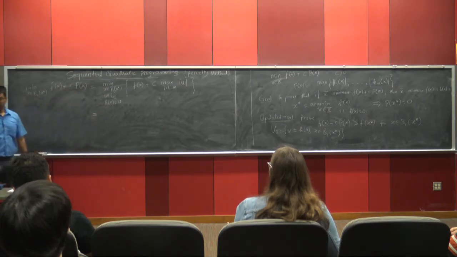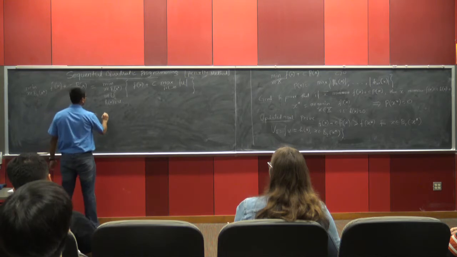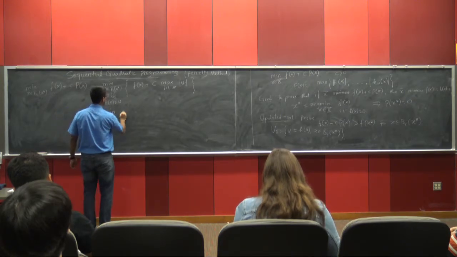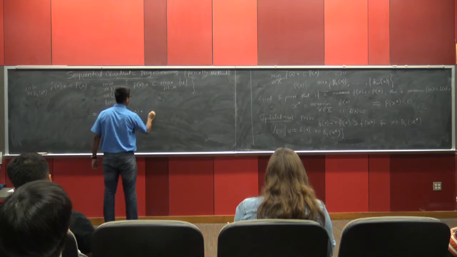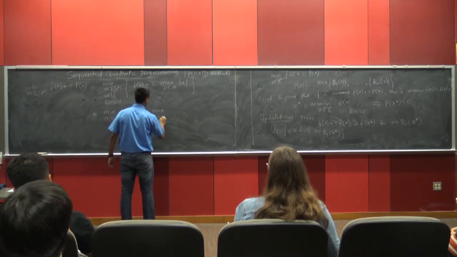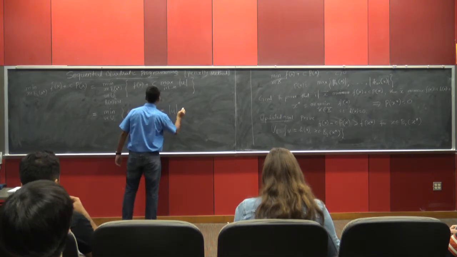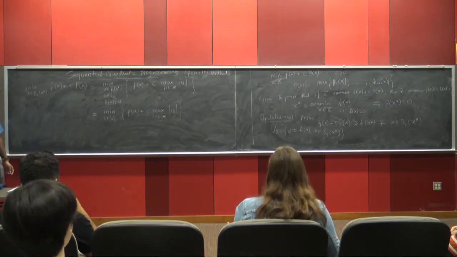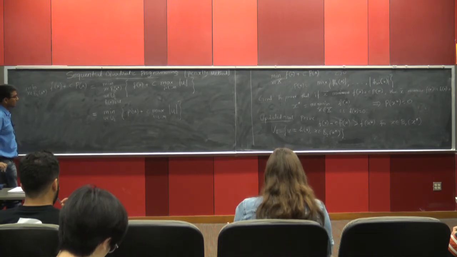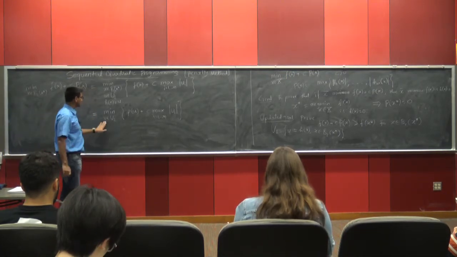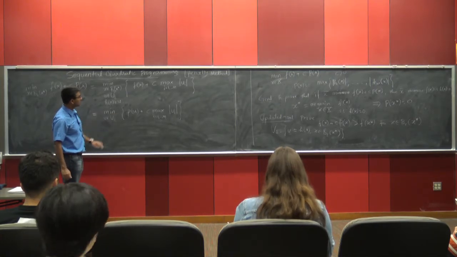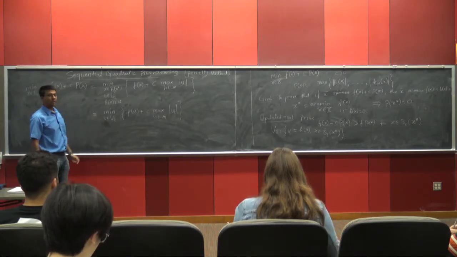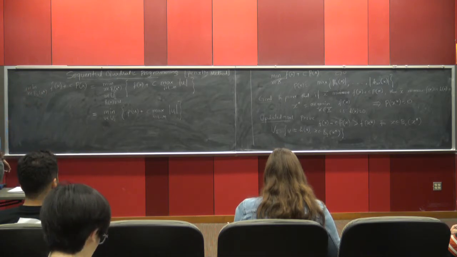And now, I am going to write it as the minimum over u in u epsilon of p of u plus c times the max over i equals 1 to m of the absolute value of ui. Okay. Why should this be true? Why should these two be equal? Any thoughts?